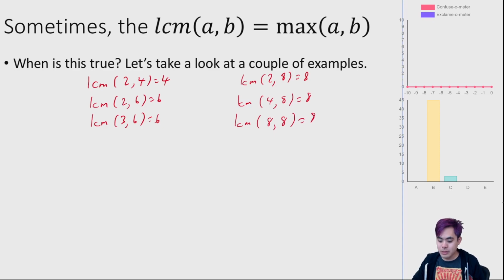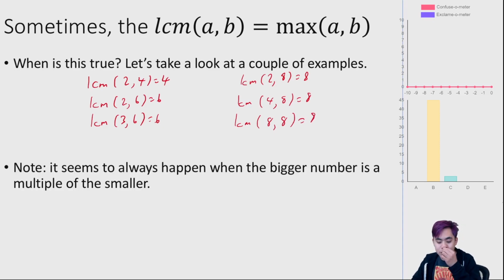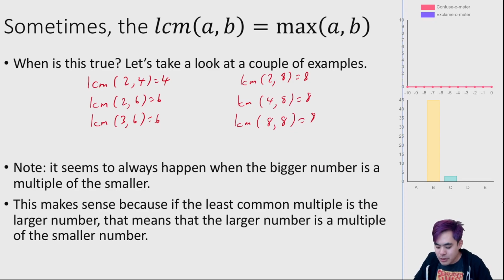So, note, it always seems to happen when the bigger number is a multiple of the smaller. And this makes sense, right? Because if the least common multiple is the larger number, that means that the larger number is a multiple of the smaller number, and of course, the smallest multiple of a number is itself. But now, let's do a slightly harder one, which is the other case. When is the least common multiple of A and B just the product of A and B, just A times B?